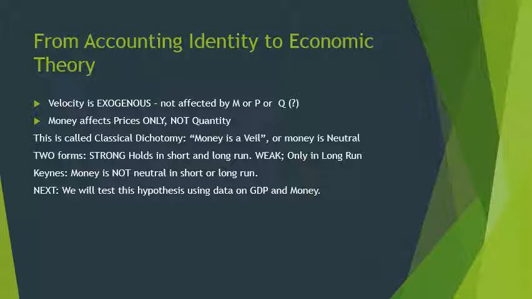So there are two forms of this classical economic theory. One is that it always holds in the short run and in the long run, and the weak form is that it may not hold in the short run. In the short run, changes in money can affect quantities, but in the long run, the effect of money will only be on the prices. As opposed to this, Keynes said that money is not neutral in the short or the long run. So in the later lectures, we will discuss how this works for real data sets and assess whether or not this is true.